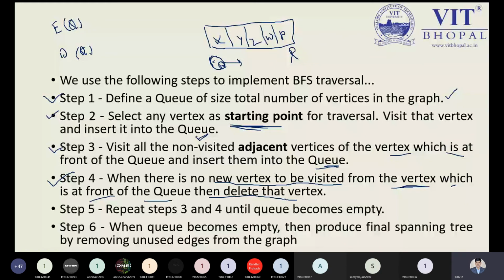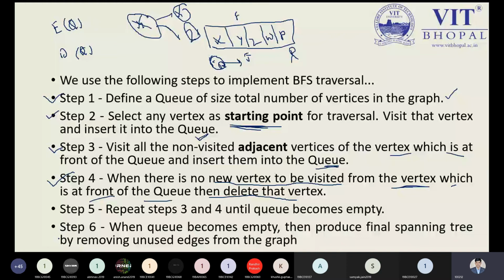Suppose there is a vertex named y, or z. I am taking y. If no more nodes are connected from this y, like over here x and z, and z is already visited and x is already visited, which are adjacent to y, then we will remove this y, followed by the front operation or front pointer. So this is a step.